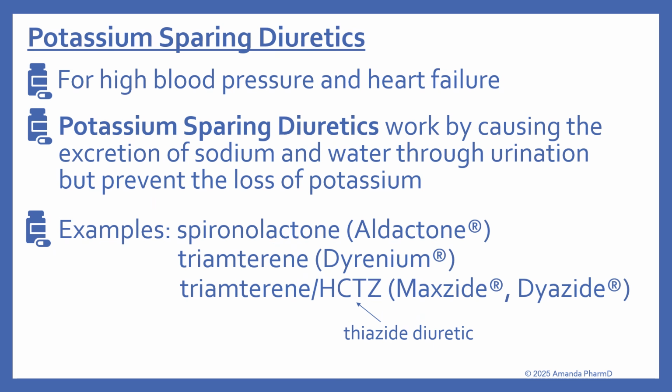Next are the potassium-sparing diuretics. These are for high blood pressure and heart failure. The potassium-sparing diuretics work by causing the excretion of sodium and water through urination, but prevent the loss of potassium that you commonly see with other diuretics. Some examples of the potassium-sparing diuretics are spironolactone, brand name is Aldactone, triamterene, the brand name is Dyrenium, and you have a combination of a potassium-sparing diuretic, triamterene, with hydrochlorothiazide, which is actually a thiazide diuretic. And the brand name of that product is Maxzide or Dyazide.